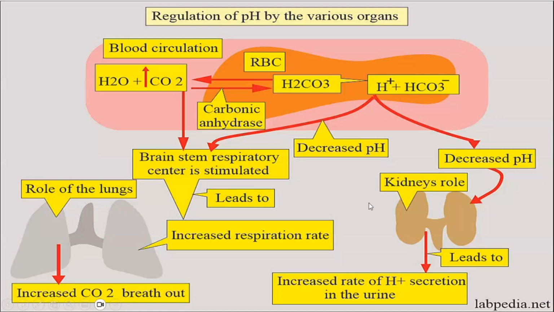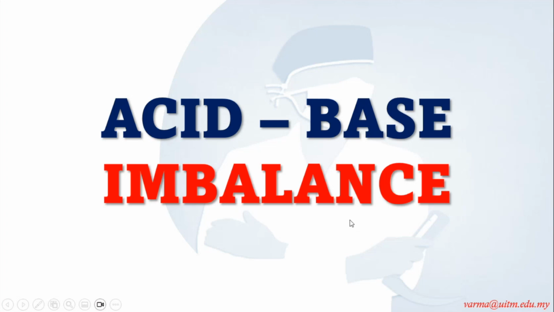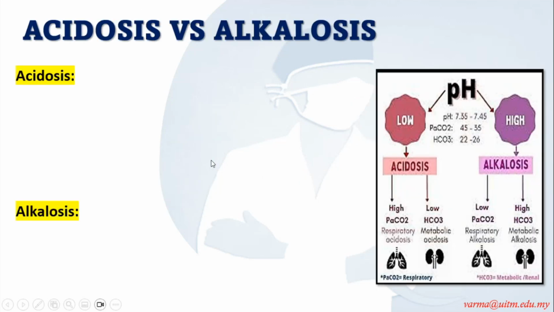Regulation of the pH by various organs. This is just a summary before we go into the depth of it. As I mentioned, in RBC and in blood, the system is the bicarbonate system catalyzed by carbonic anhydrase, where it stimulates your respiratory center, leading to hypoventilation or hyperventilation, depending on whether it's acidosis or alkalosis. In terms of the kidney, it either increases the secretion of hydrogen ion or conserves more bicarb to bring back the acid-base balance. So what happens when there is acid-base imbalance? We develop acidosis or alkalosis.